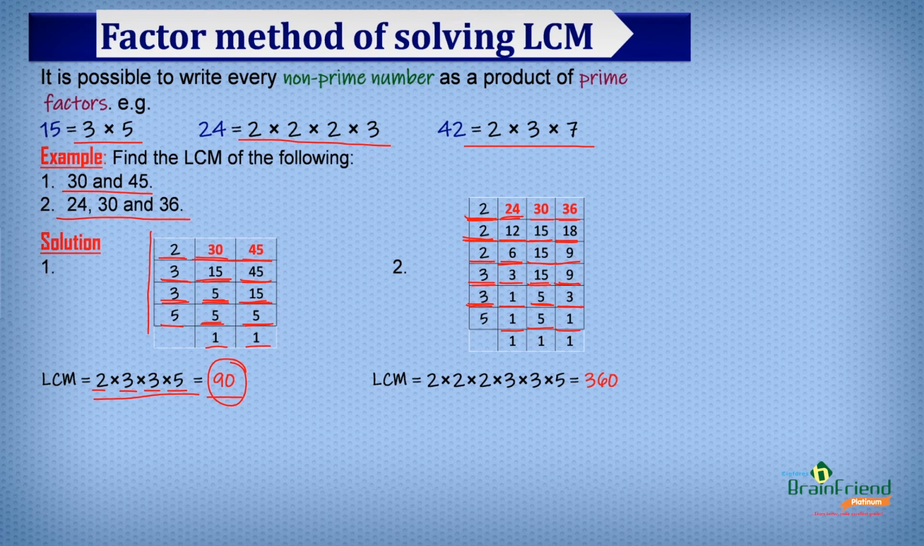Next, we use the number 5. 5 into 1, we just bring down the 1. 5 into 5, we have 1. And then 1, we have just 1. So, we list out all our factors. We have 2 multiplied by 2, multiplied by 2, multiplied by 3, multiplied by 3, multiplied by 5. And when we multiply all of this, we have 360. So the LCM between the numbers 24, 30, and 36 is 360.